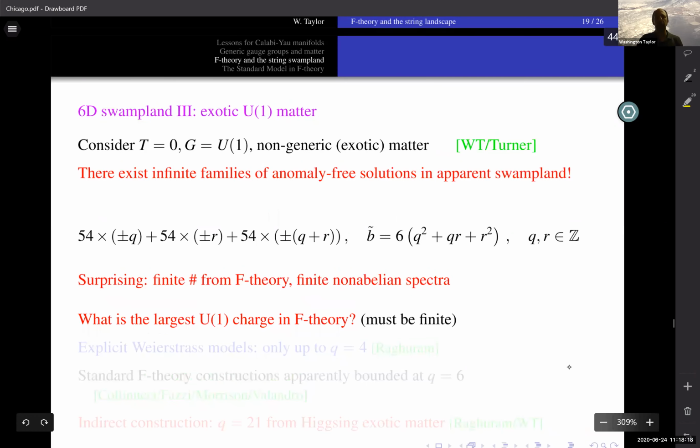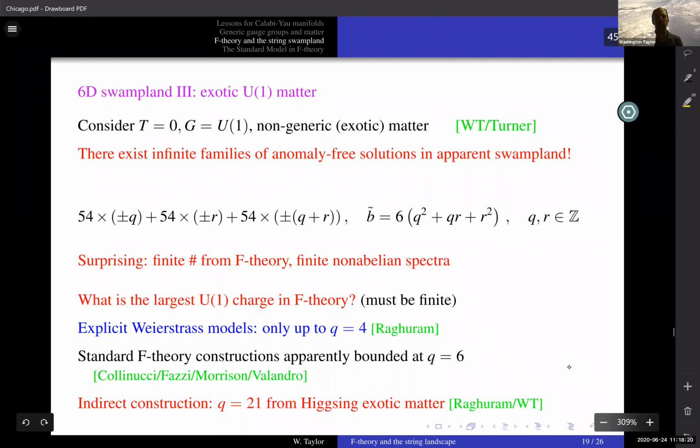So the biggest explicit construction was Nikhil Raghuram up to Q equals 4. There are standard F theory constructions which apparently go up to Q equals 6. And I'm sorry, Paul, you had also done something up to Q equals 6. You want to say something about what you did up to Q equals 6?